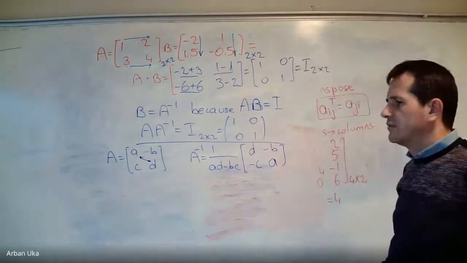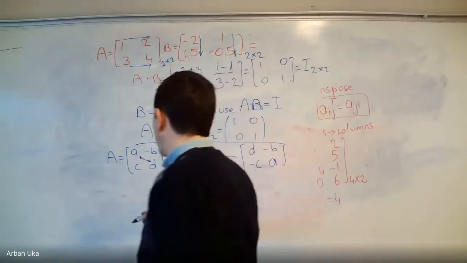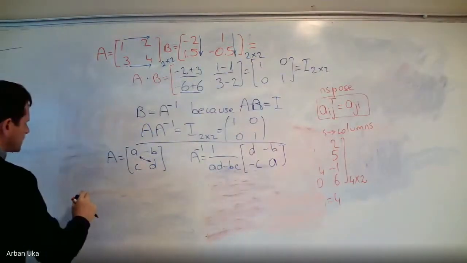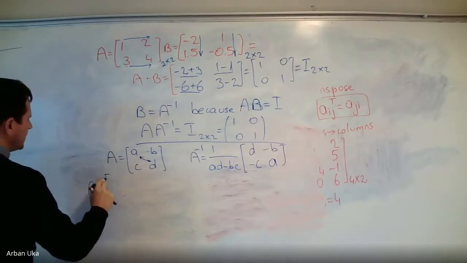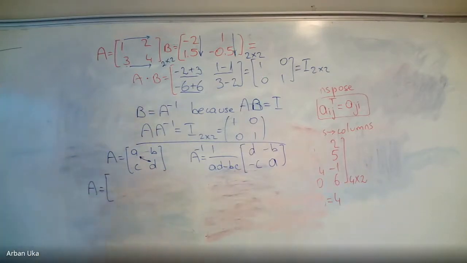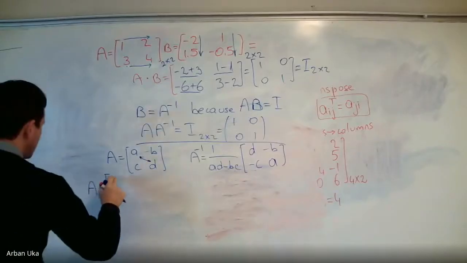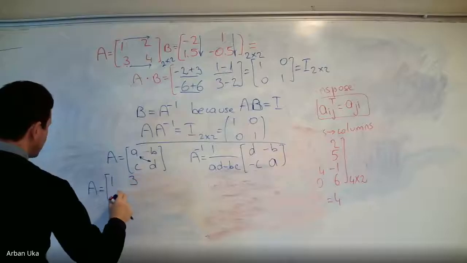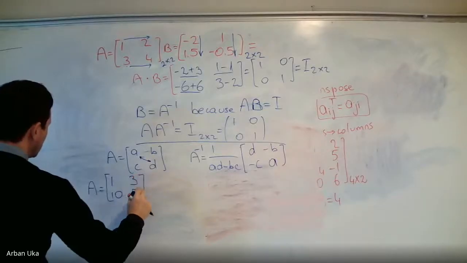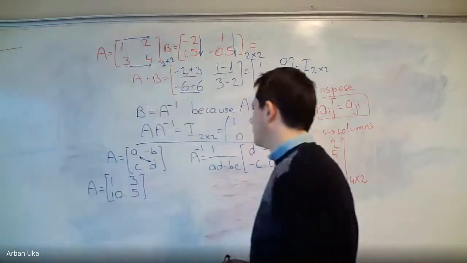Now, can you come up with some numbers? Tell me 4 numbers to test this one. So let's assume matrix A is equal to what? Can you give me 4 numbers? 1, 3, 10, and 5. Okay, that's good. 1, 3, 10, and 5. So this is the matrix A.